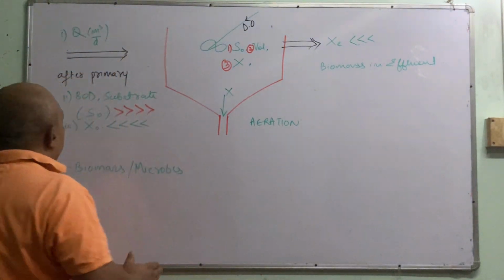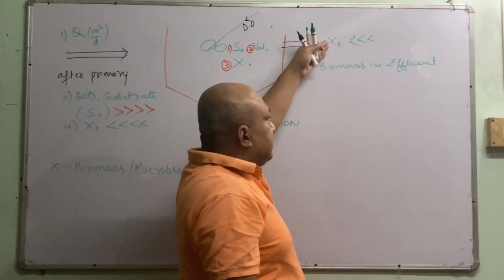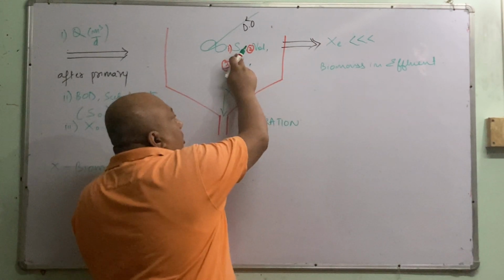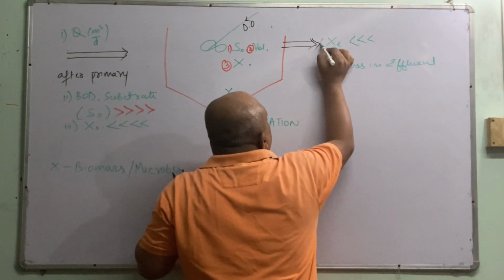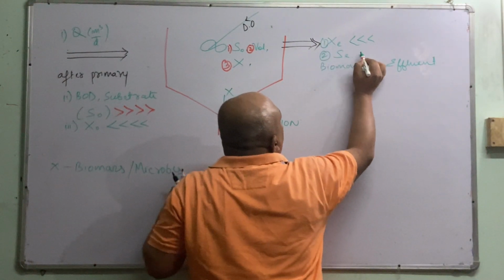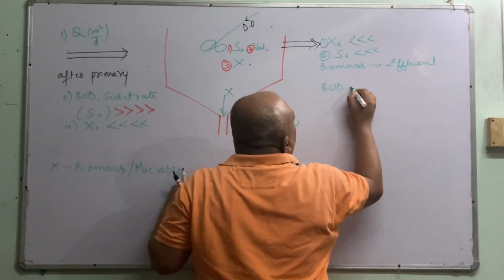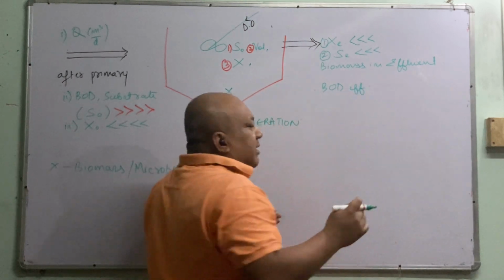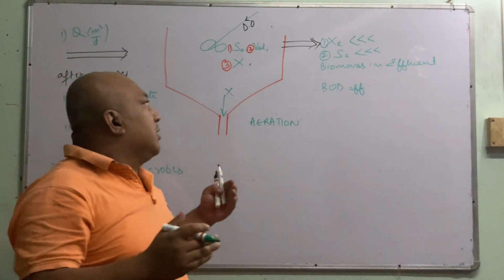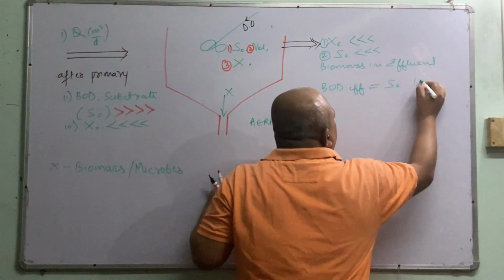So the Xe is going to decrease very much because it's diluted. And what about the S naught? The BOD coming out is going to be very, very less. So it is the effluent. The BOD effluent. It's not that all the BOD can be completely removed. Some of them will escape out. So this is called BOD effluent, and it's very, very less.